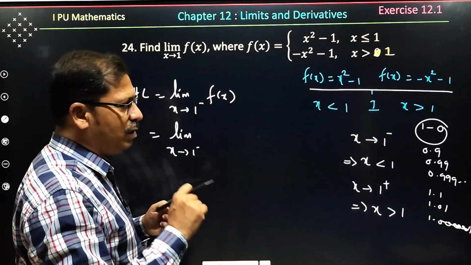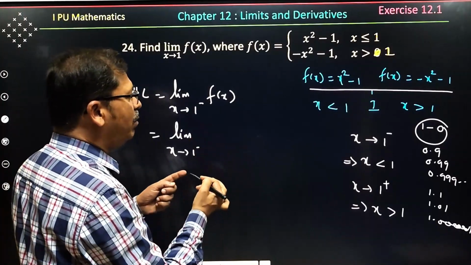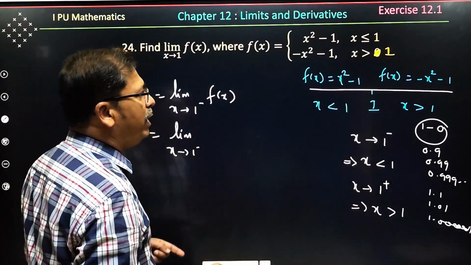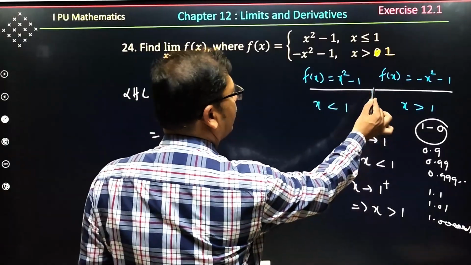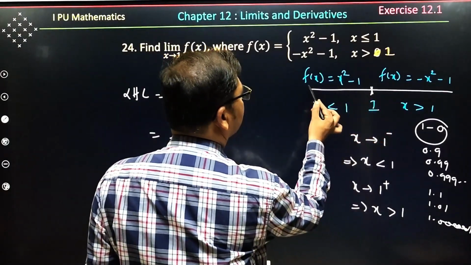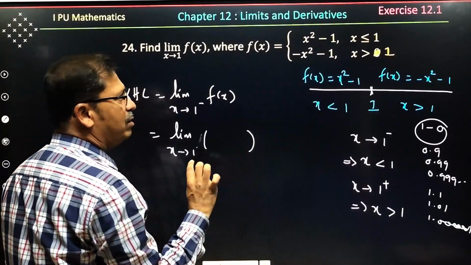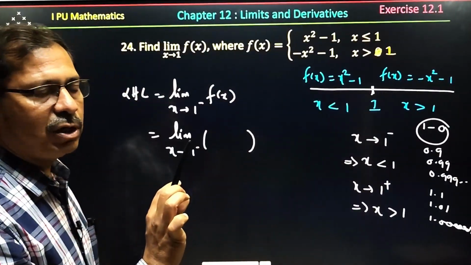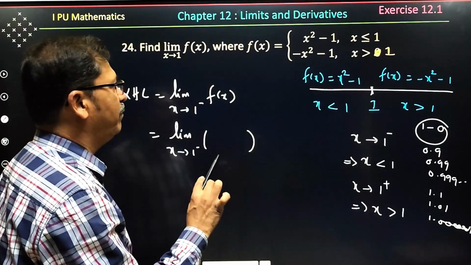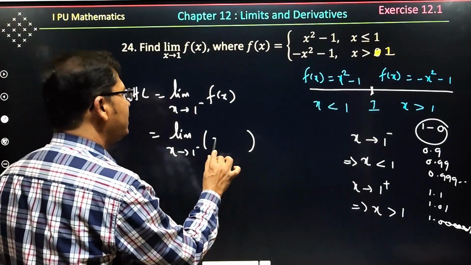Limit x extends to 1 minus f(x). This 1 minus means less than 1. When x is less than 1, see that number line. When x is less than 1, the function is defined by what? Come on, x square minus 1 or minus x square minus 1? How to define? x square minus 1.